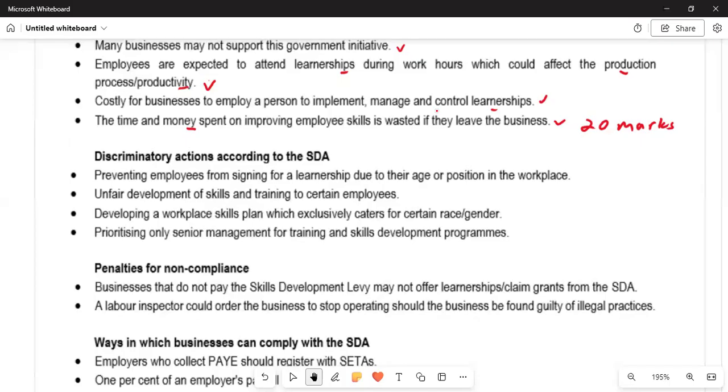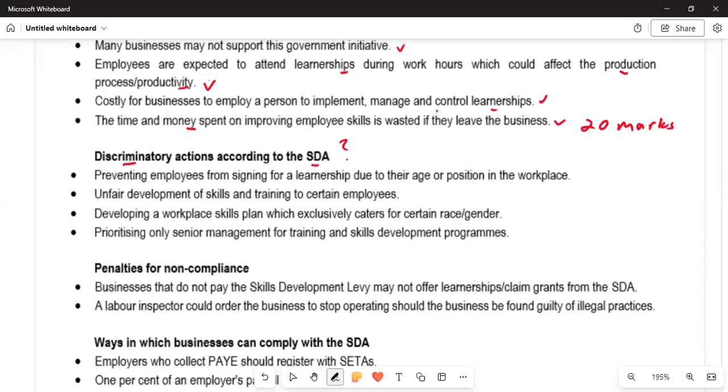So now we are to go to discrimination according to this act, the SDA, Skills Development Act. Preventing employees from signing up for a learnership due to age or position in the workplace is discrimination. Unfair development of skills and training for certain employees. So if there is unfair development of skills or training of employees, that is discrimination.